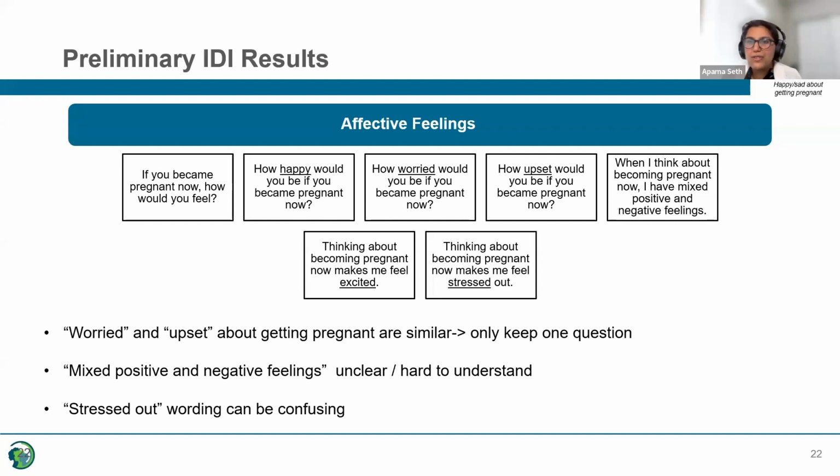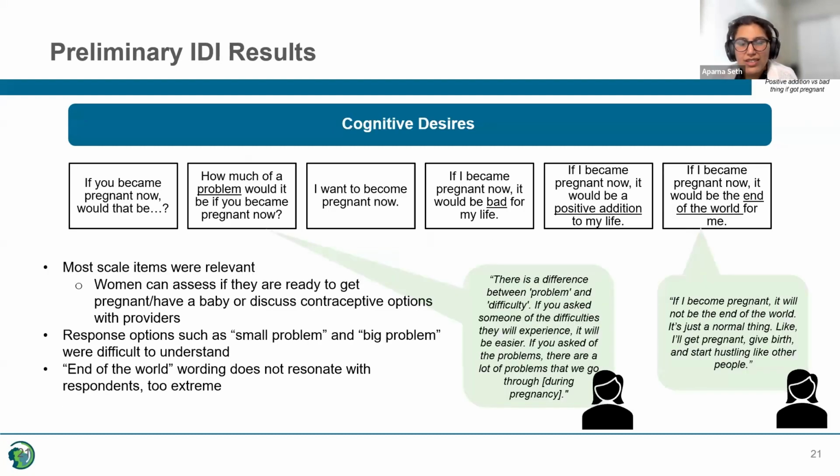Yeah, and to your first point about the end of the world statement, initially our hypothesis was maybe that would be a good one to include for adolescents who don't want to become pregnant right now, who don't have any plans for pregnancy soon. But even they did not like it, so we are considering dropping it.